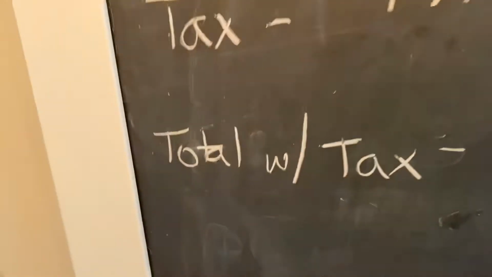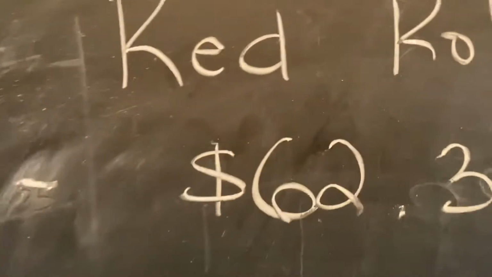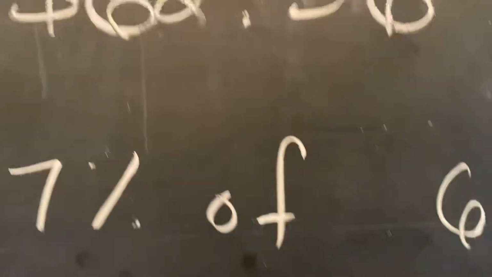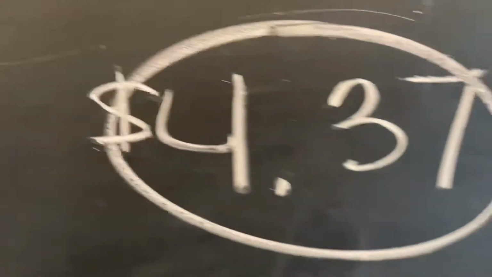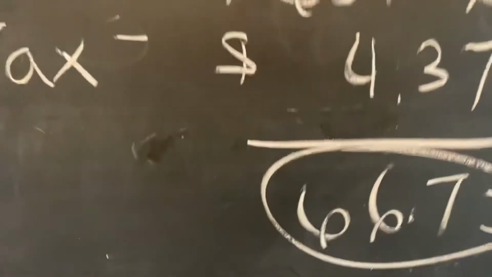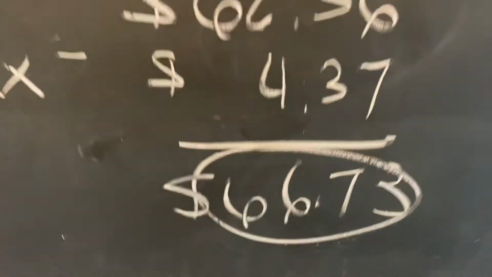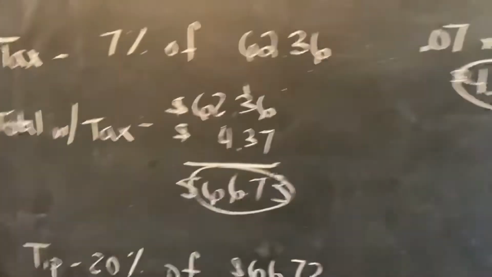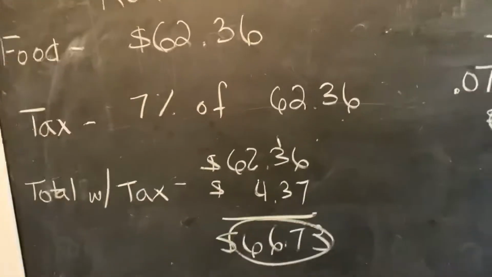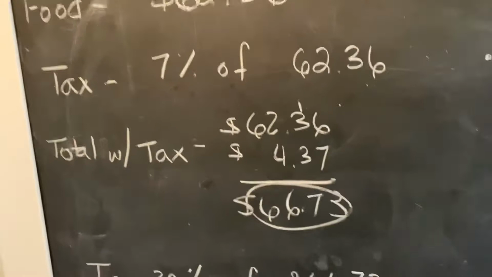Okay, so the next one you're going to get is total with tax. How do you get the total with tax? You take your food total, which was $62.36, and you're going to add your tax total, which was $4.37, and you're going to get a total of $66.73. Come on, mister, you get that dollar sign in there. All right, so now we have our food, tax, and total with tax. We're almost halfway, actually we're halfway done with the math part here.